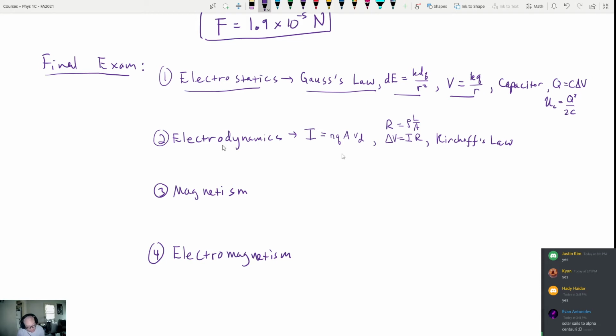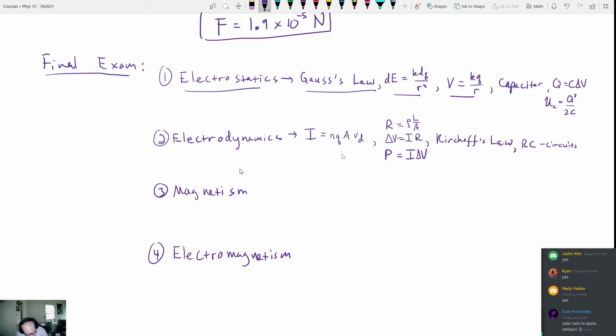Okay, I got everything for the first half. Current, resistance, resistivity, EMF. Oh, I guess that's another one. Power is equal to current times change in voltage, so we get that connection with energy. And then, RC circuits. Understanding how to find the time constant for those.